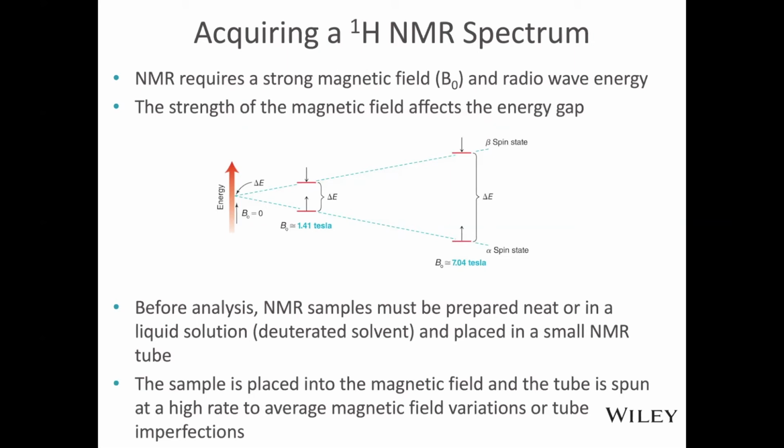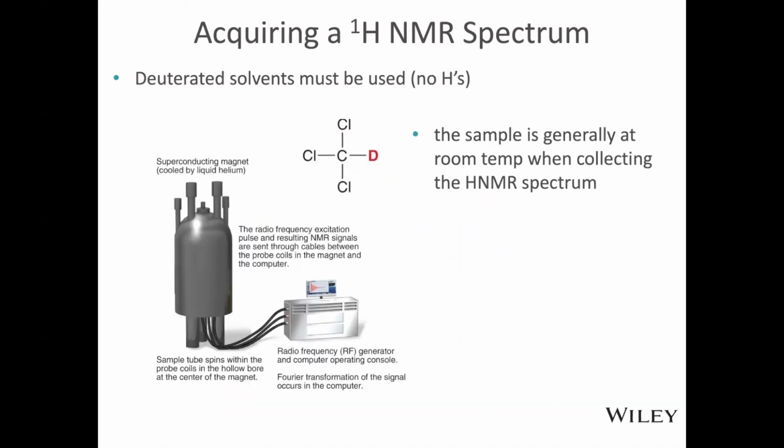So in order to prepare your sample, we talked a little bit about this in the other video. We need to take our samples and prepare them neat in a liquid solution, which is a deuterated solvent, and then place them in a small NMR tube. The sample has to then be placed into the instrument, in a magnetic field, and the tube is spun at a high rate to make the sample homogeneous and to alleviate any variations or imperfections in the tube. So deuterated solvents have to be used. The purpose of the deuterium on the solvent is so that we do not get any signal from the solvent.